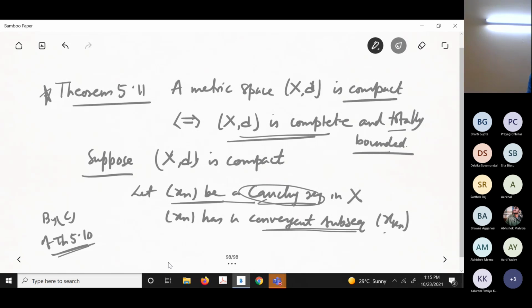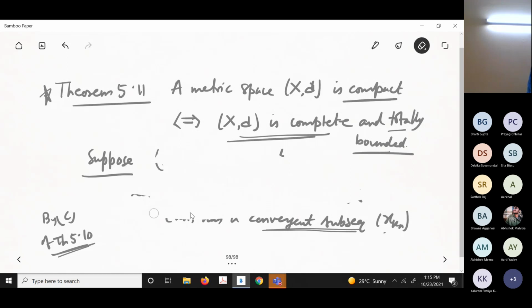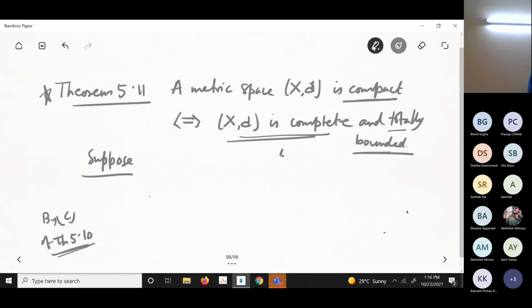Okay. Now the other way. If you have complete and totally bounded, you have to show that this is compact. Again, you will use this thing. This is important. Okay, so take any sequence. Let xn be a sequence in X.